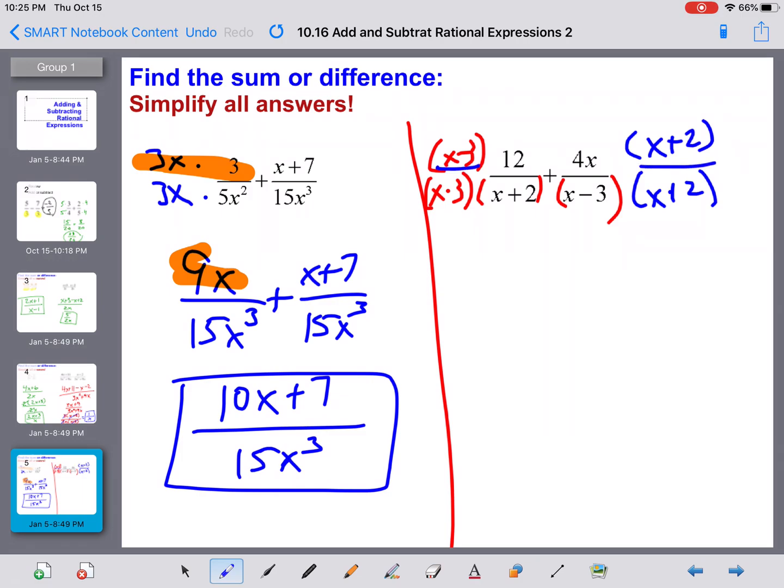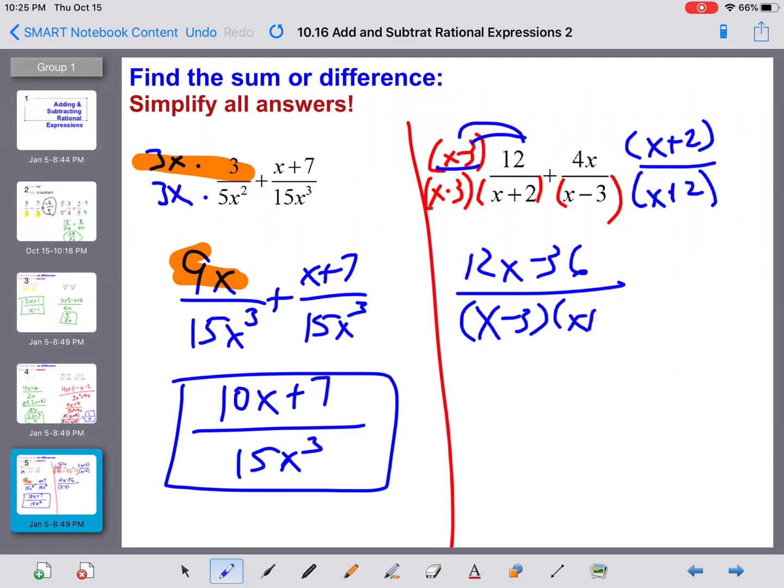So if we do that, we need to distribute. So we're going to distribute this 12 into both. So we're going to say 12x minus 36. This is the part that's highlighted on the left side. We need to make sure we multiply that out first. But we do not need to multiply the denominator, okay, because we would end up having to factor it later anyway. So we don't have to FOIL that out.